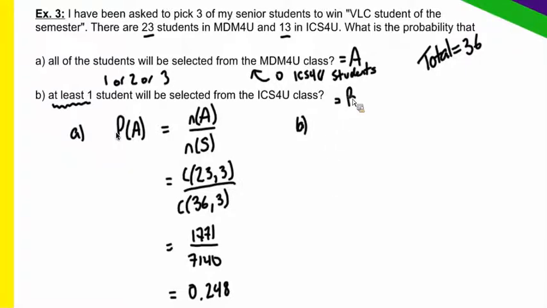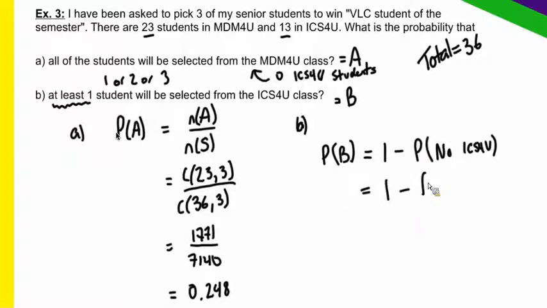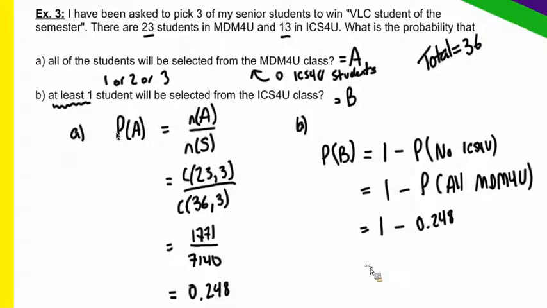If we call this event B, the probability that we have at least one ICS4U student is 1 minus the probability that we have no ICS4U students. And we actually calculated that probability above. That's the same as the probability that we have all MDM4U, which is just the probability of event A occurring. And we said that that was 24.8%. So we have a 75.2% chance of this occurring.